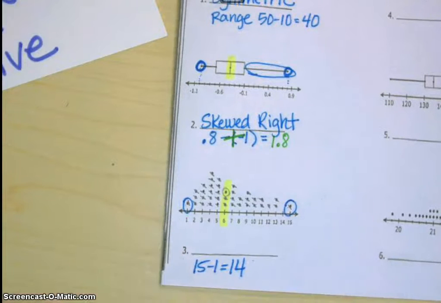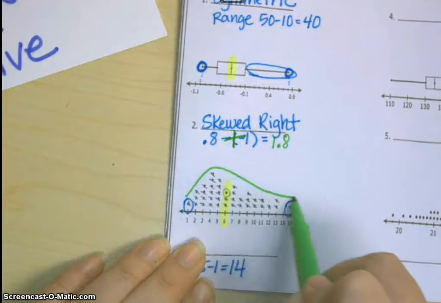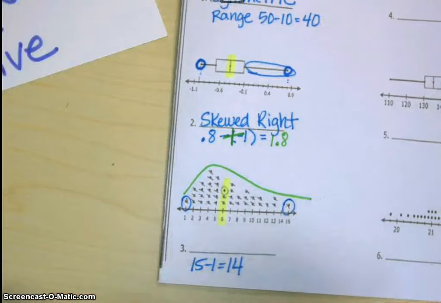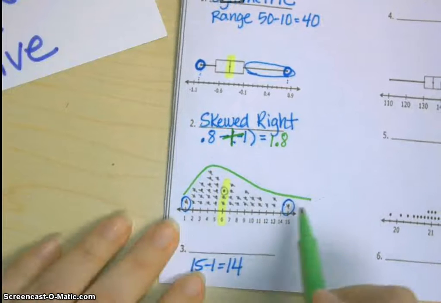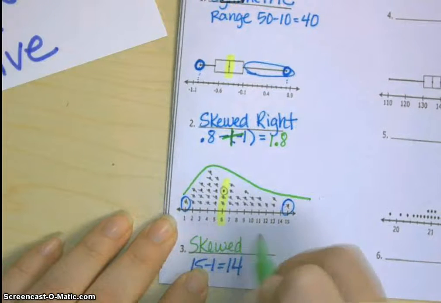Now we need to decide what is the shape. So I'm going to kind of follow it. It looks like it gets a little longer to the right. So if it gets a little longer to the right, we're going to go skewed right.